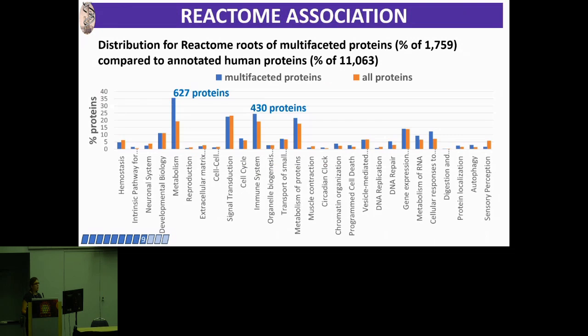Here we see the Reactome association. We take advantage of the hierarchical structure of Reactome, and we decided to see the distribution of multifaceted proteins' association with Reactome roots, compared always with the background in orange. We may see that there are some roots of biological pathways that are more frequently associated with multifaceted proteins, especially metabolism, having an association with 35% of our data set, and also immune system, but also metabolism of proteins and signal transduction.